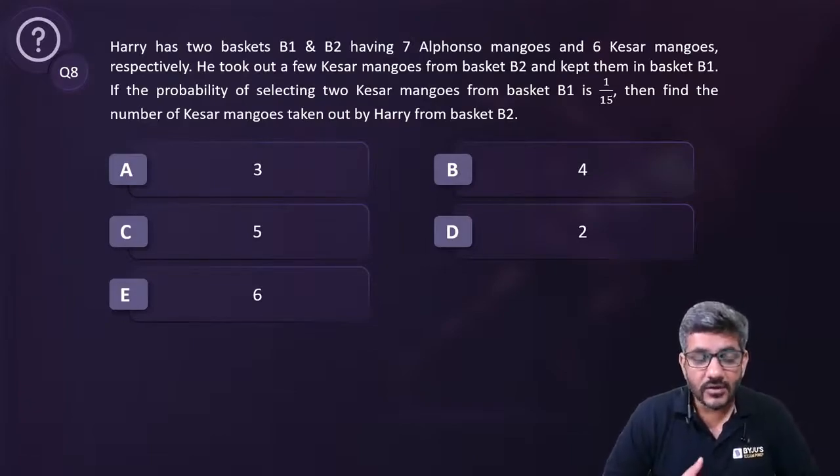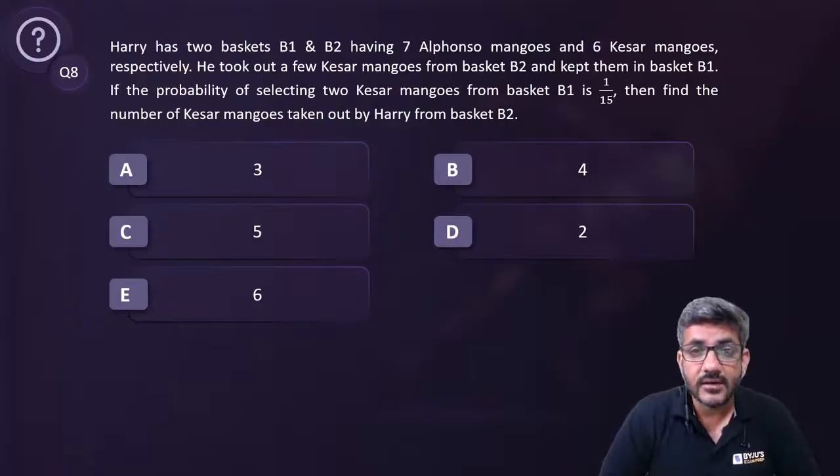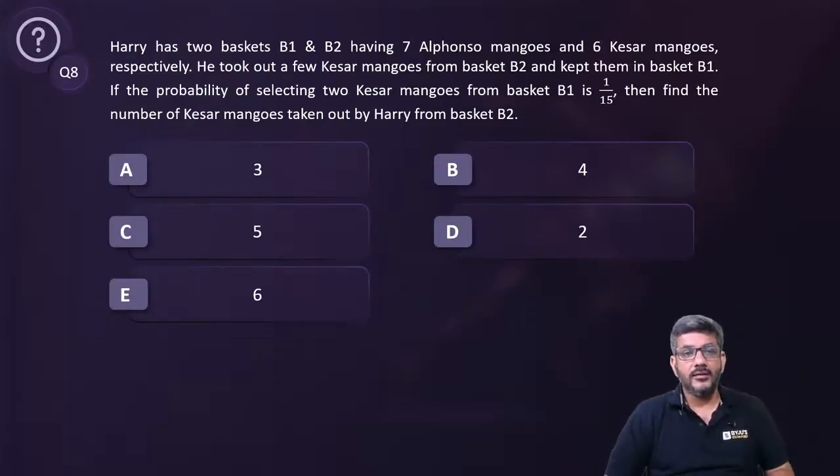Question number 8 on our screen now. Harry has 2 baskets, B1 and B2, having 7 Alfonso mangoes and 6 Kesar mangoes respectively. By the way, both of these types are very sweet mangoes, very good. He took out a few Kesar mangoes from basket B2 and kept them in basket B1.